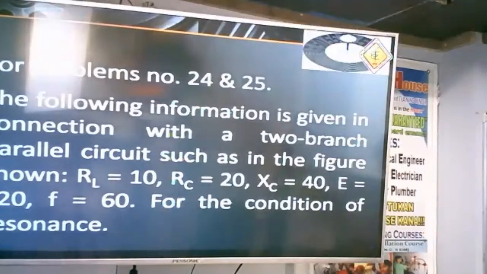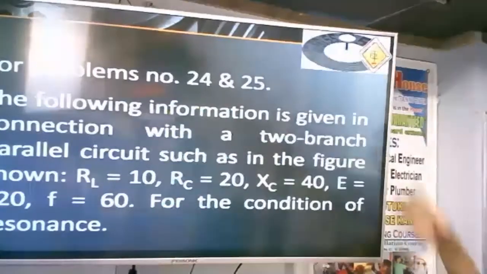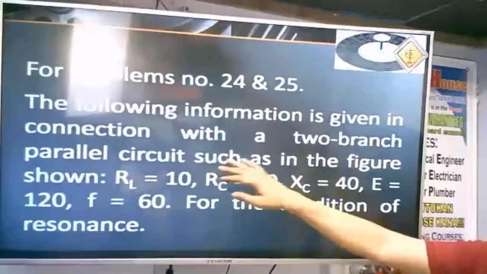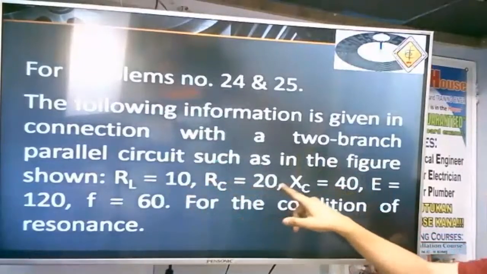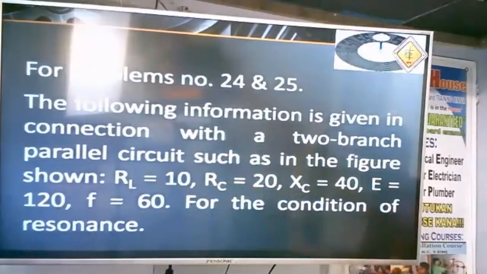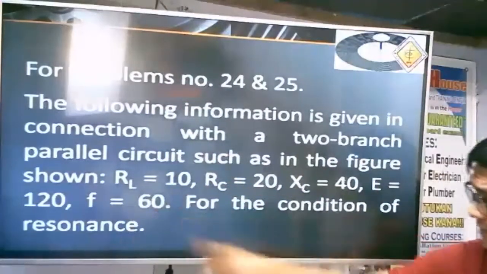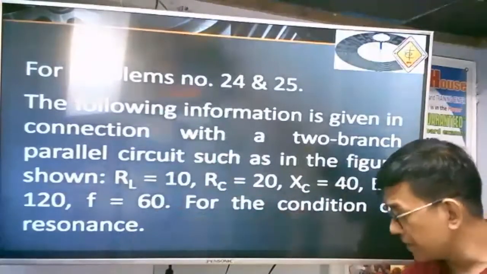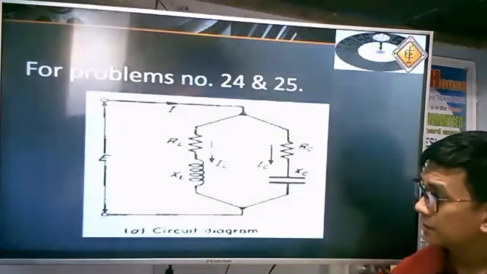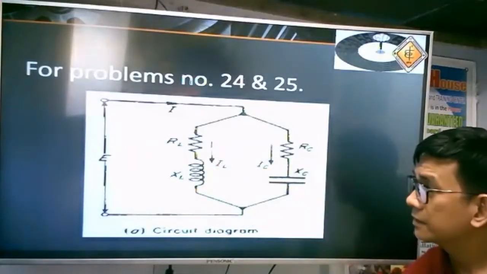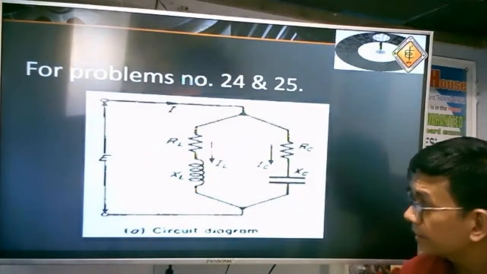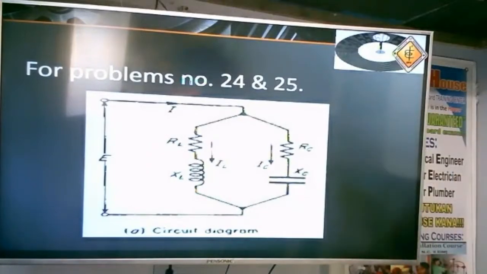So for numbers 24 and 25, the following information is given in connection with the two branch parallel circuits such as in the figure shown. We have RL 10, RC 20, X sub C 40, our E is 120, our frequency 60 Hertz, for the condition of resonance. This is the figure. So let us draw this figure, that is simply parallel RL and RC.